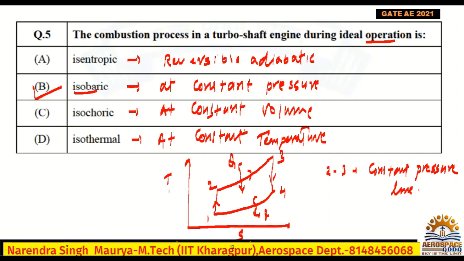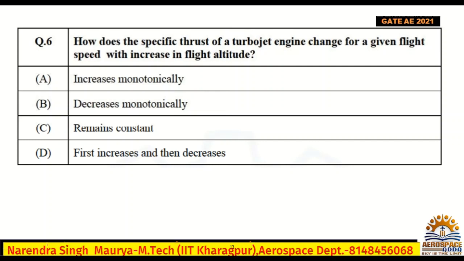Hope you understood this, all right. Anyway, next, this is problem number 6. How does the specific thrust of a turbojet engine change for a given flight speed with increase in flight altitude?